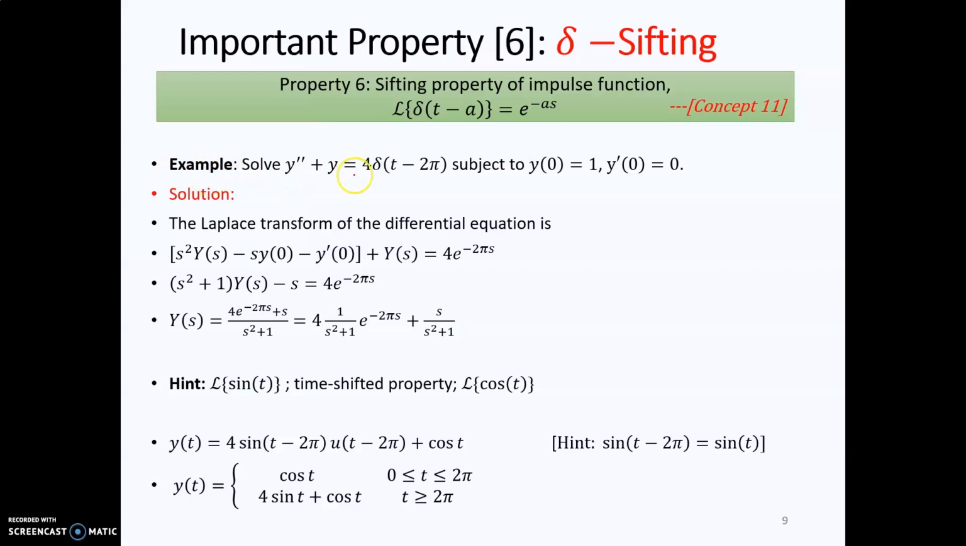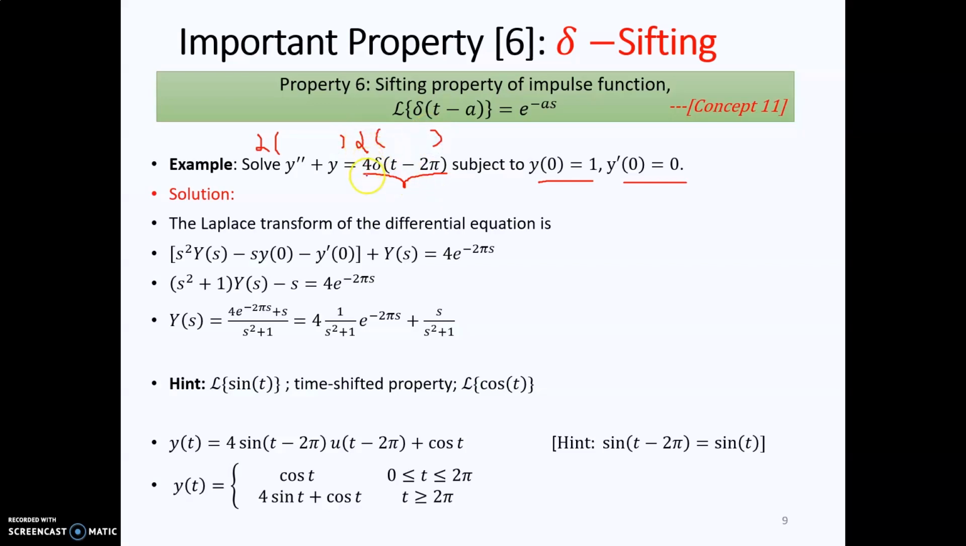Let's solve this ODE, where you have the right hand side, which is the forcing function, equal to 4 delta function. The initial conditions are y(0) equal to 1 and y prime(0) equal to 0. So first step, we need to perform Laplace transform on both sides.